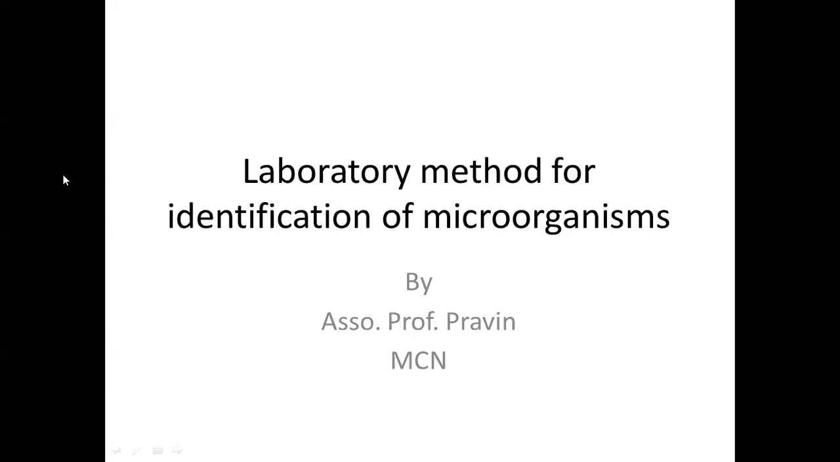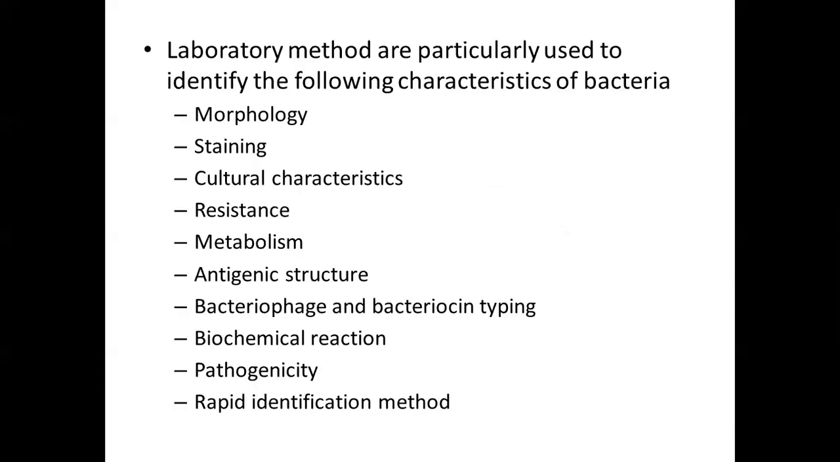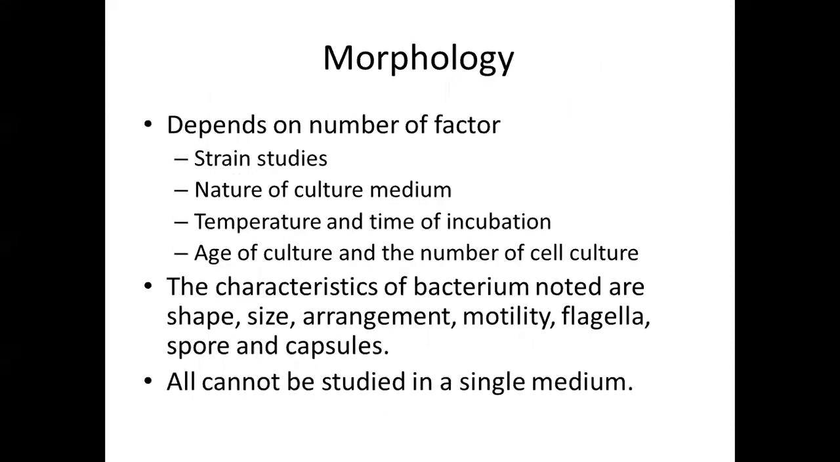A laboratory method for identification of microorganisms. Laboratory methods are particularly used to identify the following characteristics of bacteria: morphology, staining, cultural characteristics, resistance, metabolism, antigenic structure, bacteriophage and bacteriocin typing, biochemical reactions, pathogenicity, and rapid identification methods. So these are the possible ways we can identify bacteria according to their characteristics.